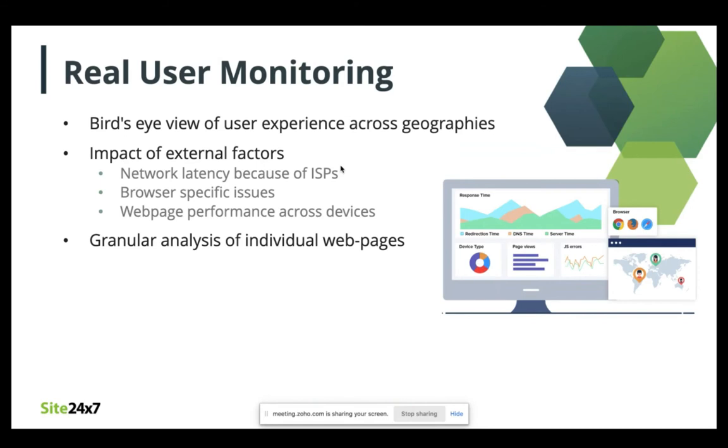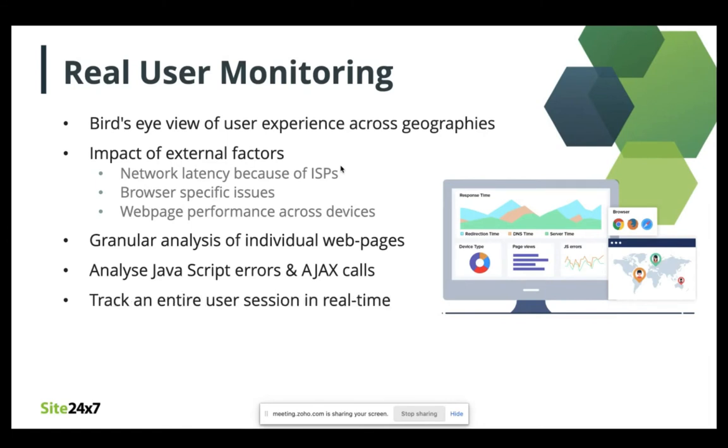It will let you know the ISP through which a user is trying to access, the browser through which they are trying to access your web page, along with its version, and the devices, whether it is a Mac or a Windows machine or an Android device. You will be able to understand the user's experience on different devices, different browsers, and different ISPs. On top of it, you'll also be able to monitor the JavaScript errors. You can analyze Ajax calls, and you can also take snapshots.